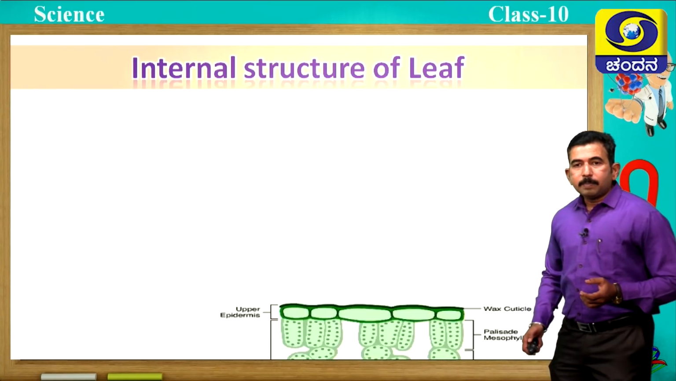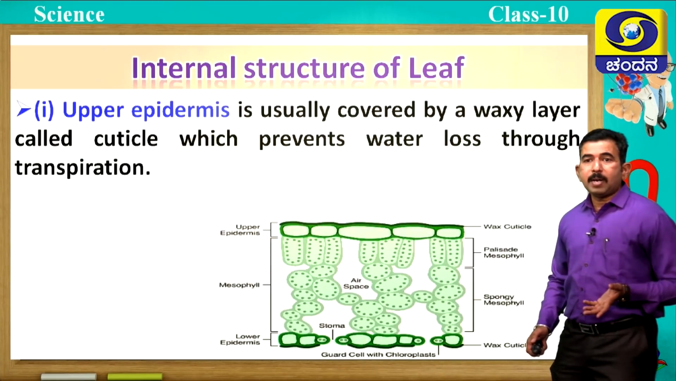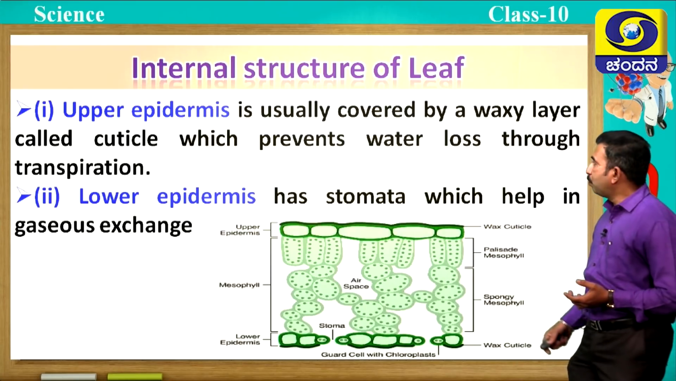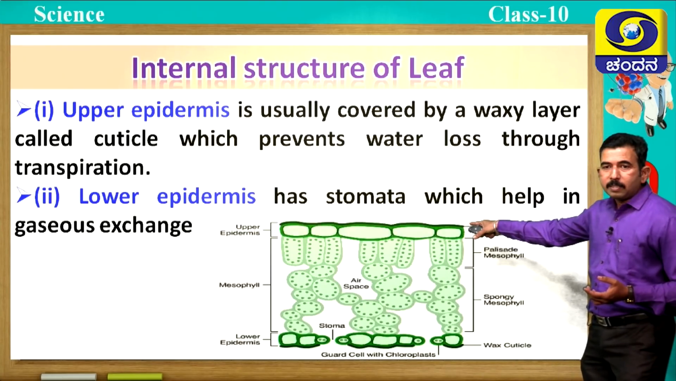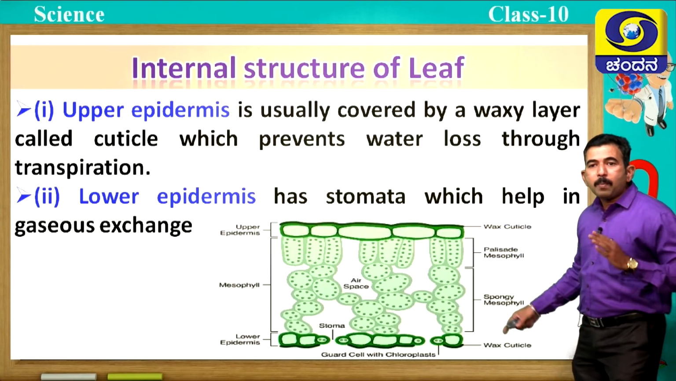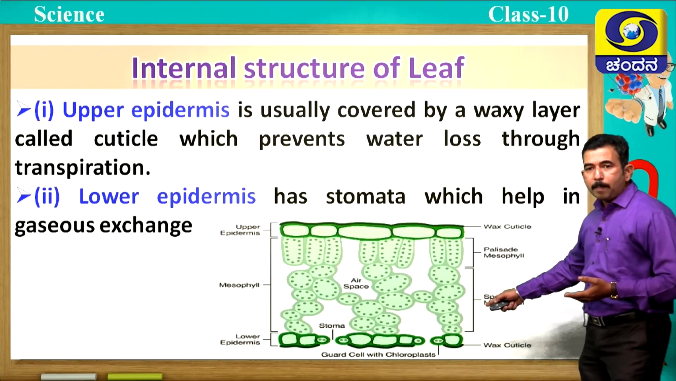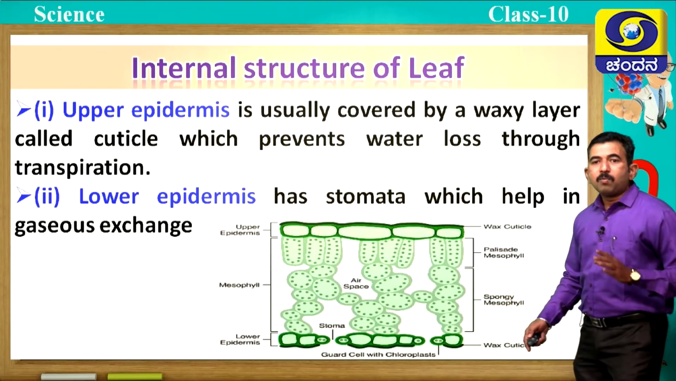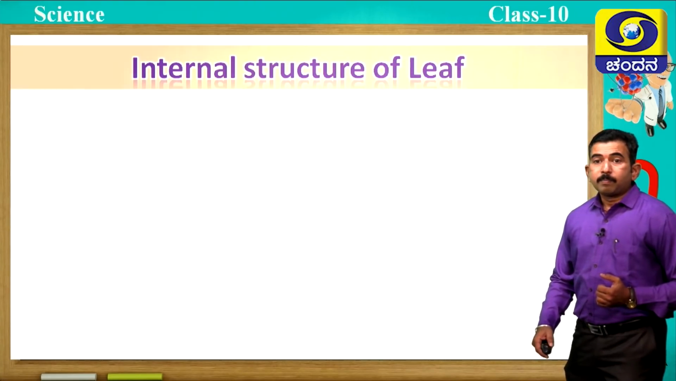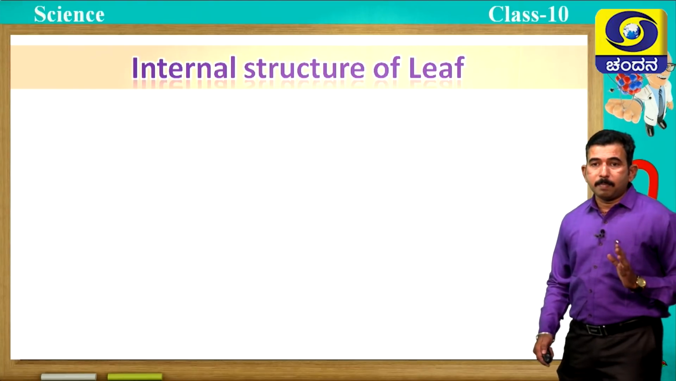In epidermis, two types of epidermis are present. First one is the upper epidermis and second one is the lower epidermis, which you can see in this particular picture. Upper epidermis is usually covered by a waxy layer called cuticle, which prevents the water loss through transpiration process, whereas lower epidermis has stomata which help in gaseous exchange. And remember, these stomata are present only in lower epidermis.